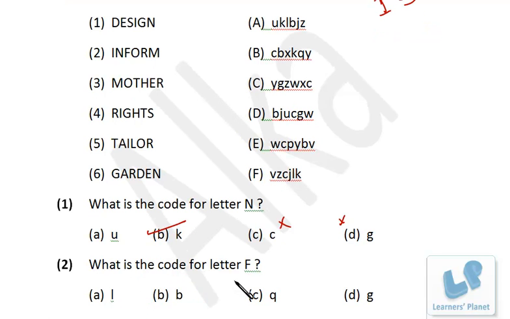Now, what is the code for letter F? Say this INFORM, CBX, KQY. L is not there, so L cannot be correct. B is there, Q is there, and G is not there, right? So both of them are incorrect. Now we are left with B and Q. Now friends, out of B and Q, we don't have any other word where F is there, right? We cannot see any other word where F is there, right? That means the code of F is unique and that should not be anywhere else, right?